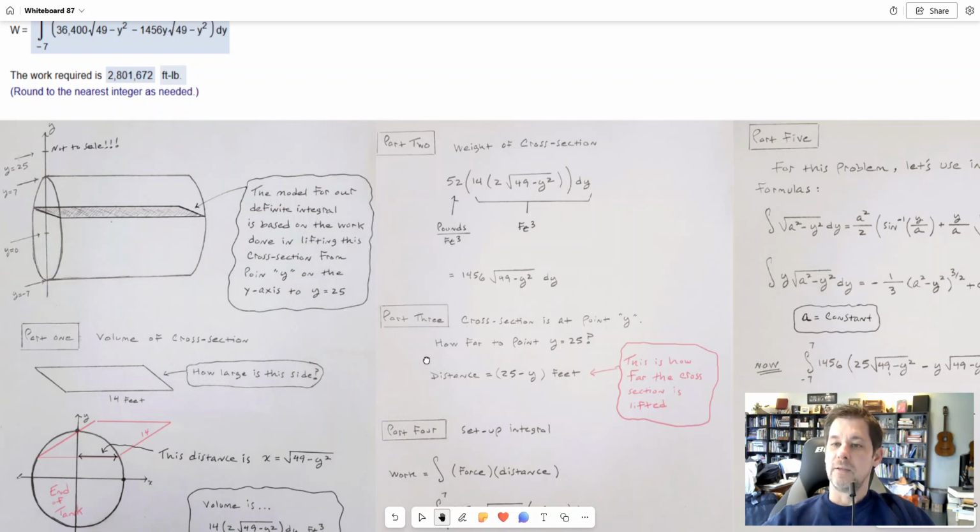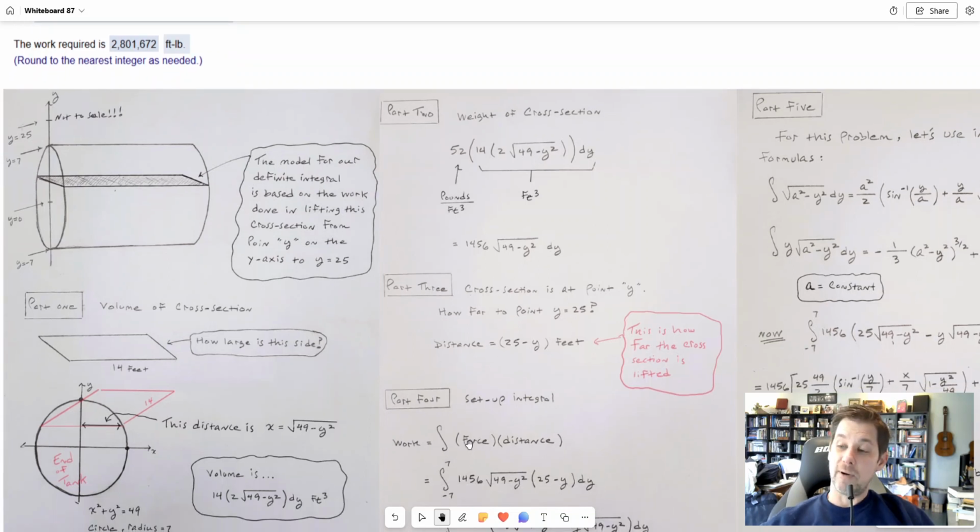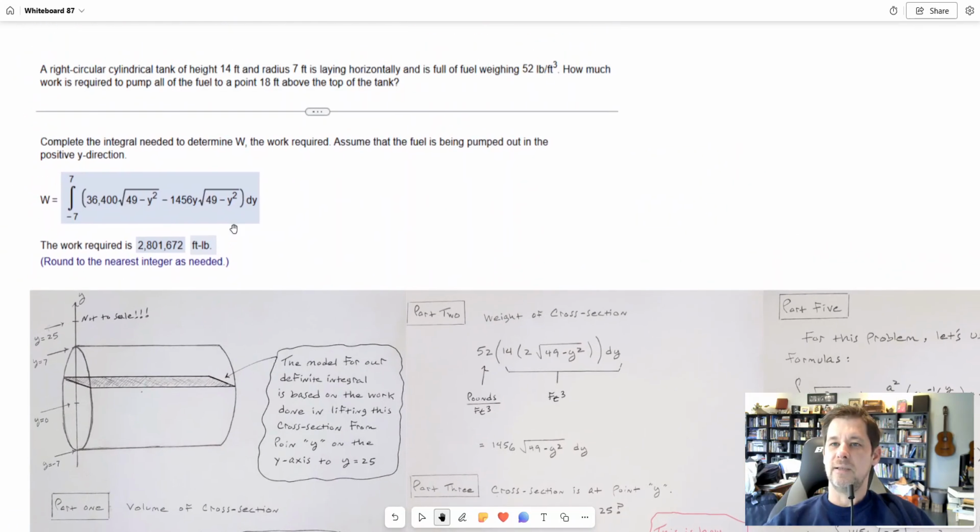Okay, so now I know the force required to lift our imaginary cross section that this whole thing is based on. Now, how far up do I have to lift it? The question says that we want to pump the fuel out to a point 18 feet above the tank. Maybe that's where the engine is. Okay, there's the tank and it pumps the fuel out to some engine. So I want to pump it to some point 18 feet above the top. So if the top is at 7, then 18 feet above that is at 25 on the y-axis.